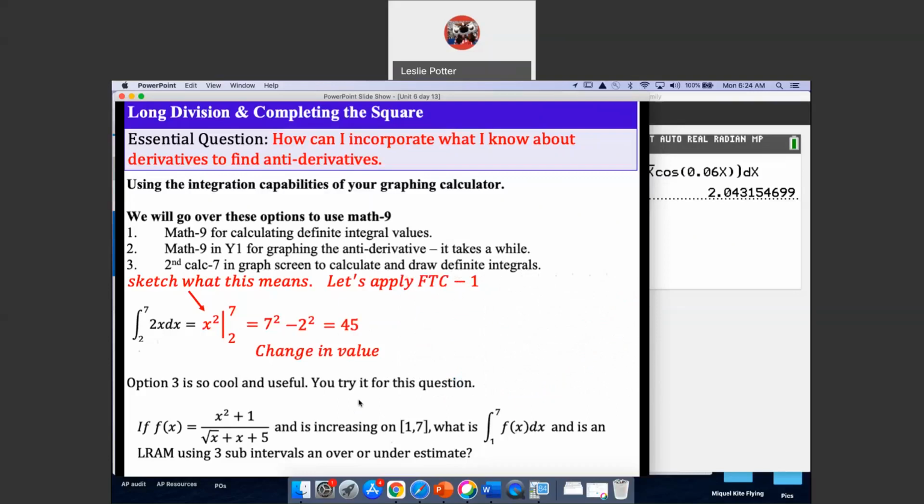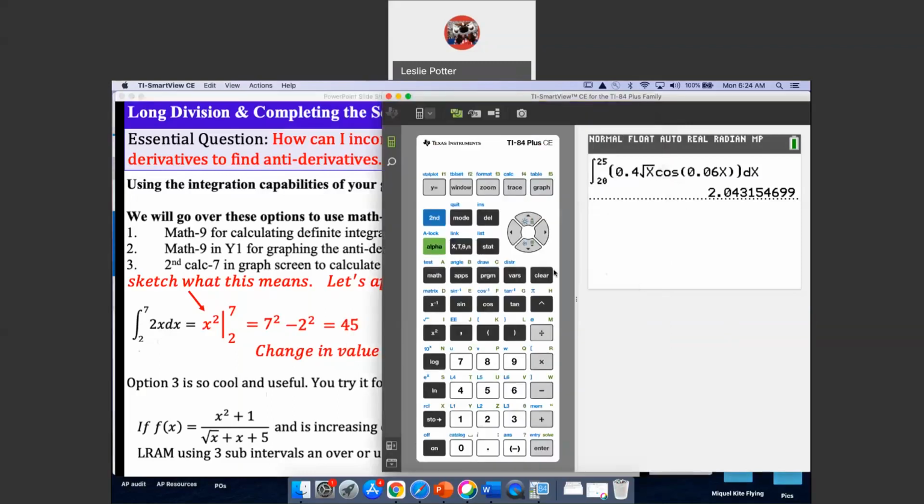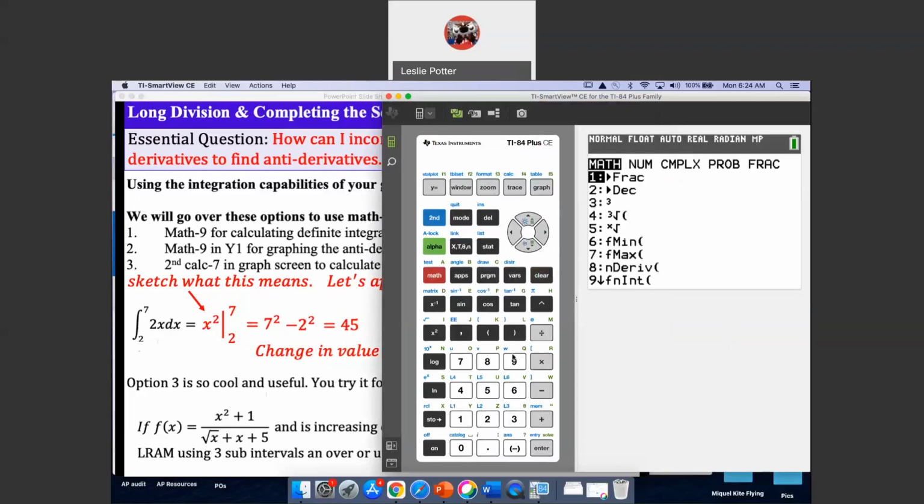Okay, so we're going to go through using the math 9 for calculating, and just make sure we're getting this value, because we want to be sure it's working properly. Okay, so let's take a look at this. If we just did a math 9, so we're going to do a math option 9, fnInt is function integration.